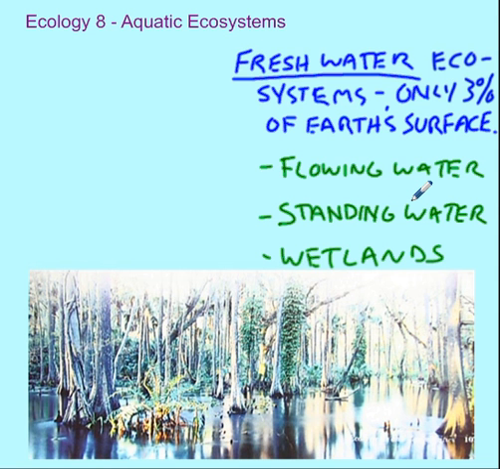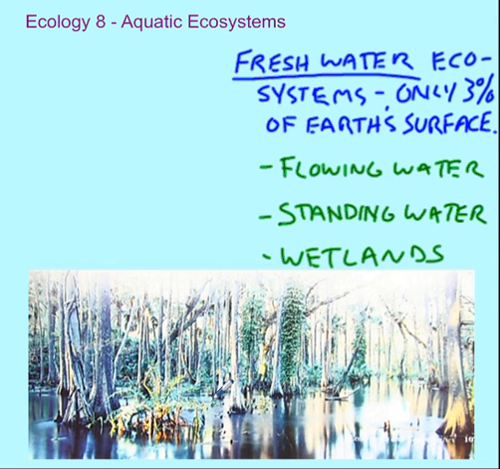Standing water ecosystems would normally be lakes and ponds. They are the most common standing water ecosystem. In addition to the net flow of water in and out of these systems, there's usually water circulating within them. This circulation helps to distribute heat, oxygen, and nutrients throughout the ecosystem.